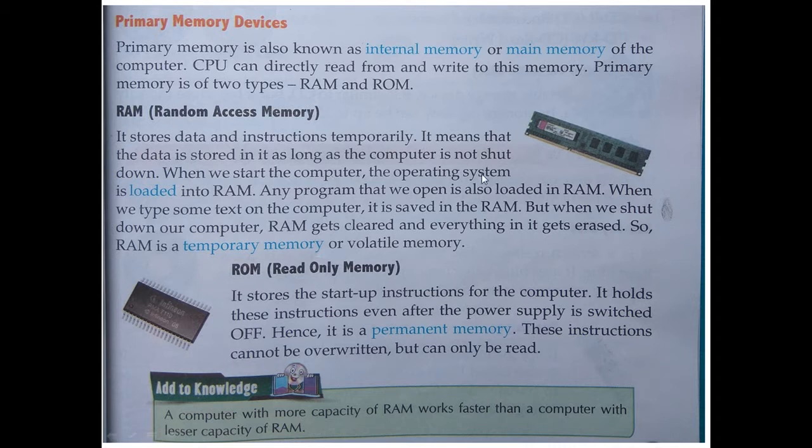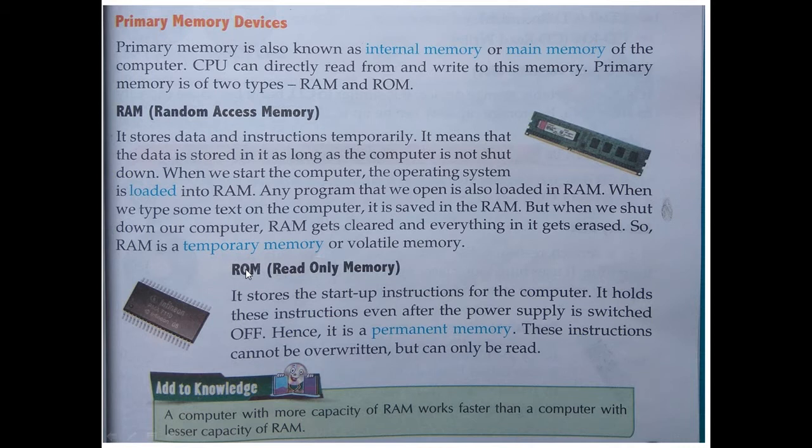When we start the computer, the operating system is loaded into RAM. Any program that we open is also loaded in RAM. When we type some text on the computer, it is saved in the RAM. But when we shut down our computer, RAM gets cleared and everything in it gets erased. So RAM is a temporary memory or volatile memory. A question comes in the exam: which is the volatile memory? The answer is RAM. RAM is the volatile memory. Fine.